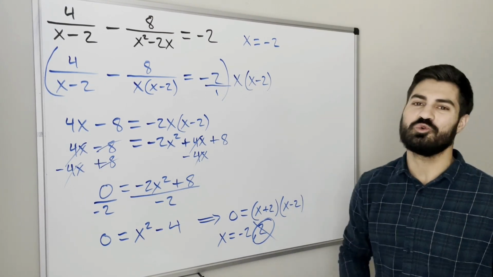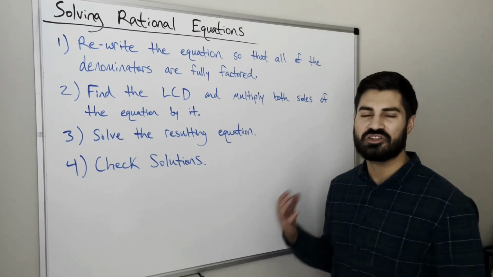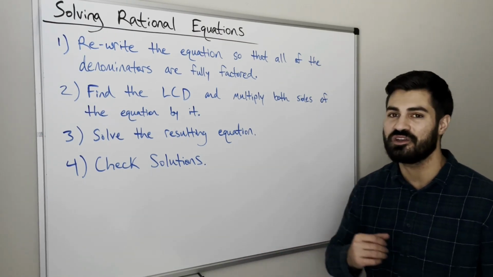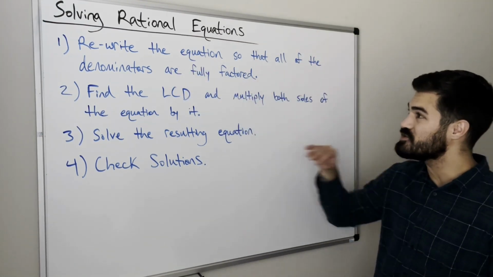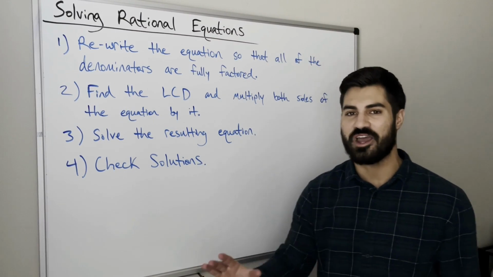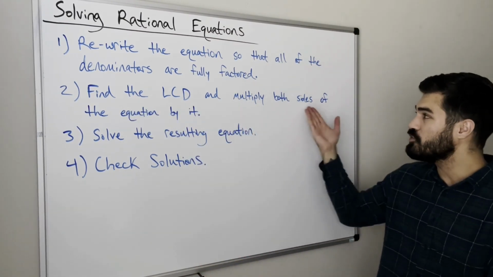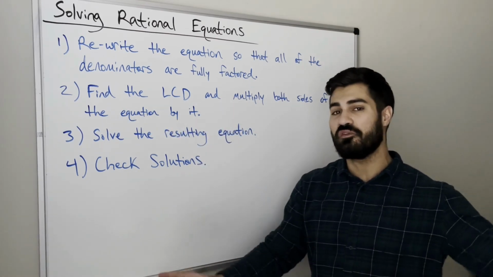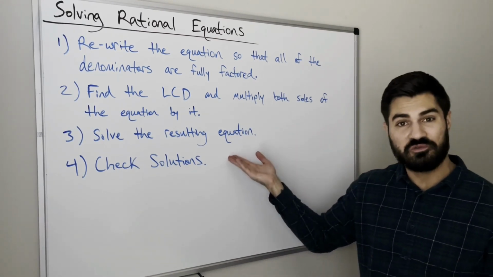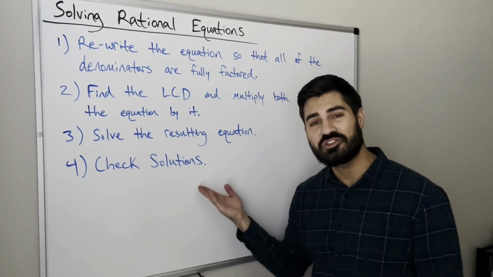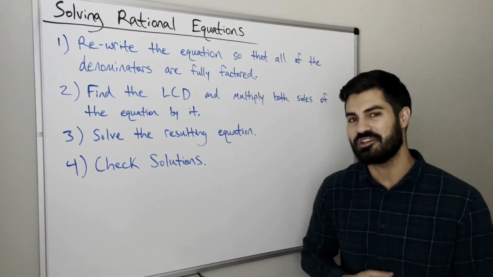We're going to do one more example to finish off the video. Before we move on to the last example of this video, let's summarize the steps we've been taking for solving these rational equations. The first thing we always do is rewrite the equation so that all the denominators are fully factored. That way we can easily find the least common denominator and then multiply both sides of the equation by it, getting rid of all the fractions. Once this is done, we have an equation that we solve. Then we check the solutions to make sure they're actually solutions to the original equation. We may have extraneous solutions.